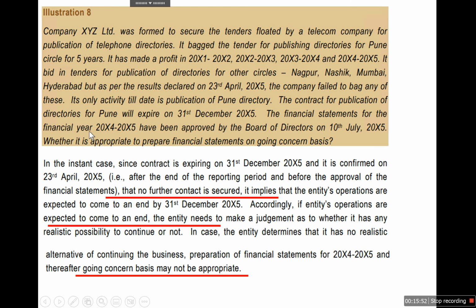The financial statements for the financial year X4 and X5 were approved by the Board of Directors on 10th March. So it failed to bag the order in April X5 and the Board of Directors approved the result in July X5. So there were events in April X5 that confirm that there will be a major uncertainty about the going concern approach of XYZ Limited, because there is no business and it has lost all the tenders. So preparation of financial statements on a going concern basis may not be appropriate and we need to disclose it in the books of accounts also.